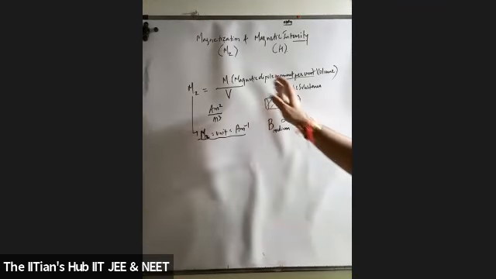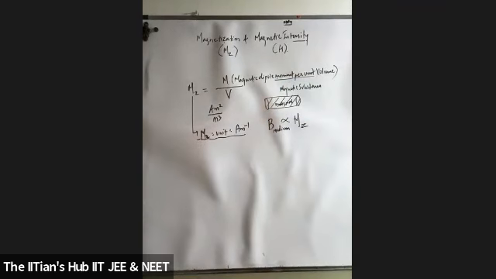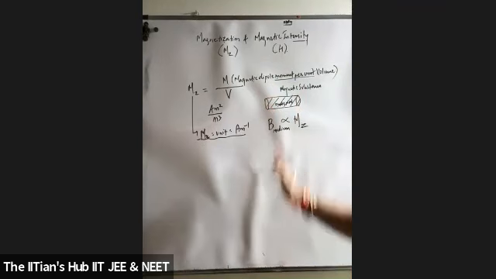यानी जितने डोमेन्स अलाइन होते हैं इन दैट पर्टिकुलर वॉल्यूम उतना वो ज्यादा पावरफुल हो जाएगा. अगर कम डोमेन्स अलाइन होते हैं पर यूनिट वॉल्यूम तो कम मैग्नेटाइज होगा. तो इट डिपेंड्स ऑन टू व्हाट? मैग्नेटाइजेशन ऑफ दैट पर्टिकुलर सब्सटेंस. क्या ये क्लियर हुआ सबसे पहले?